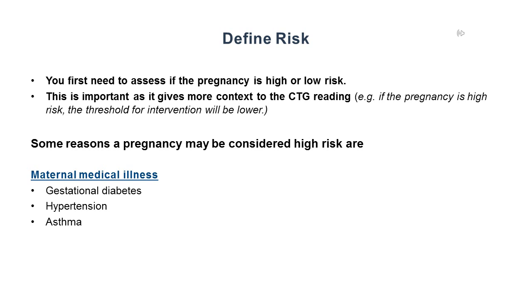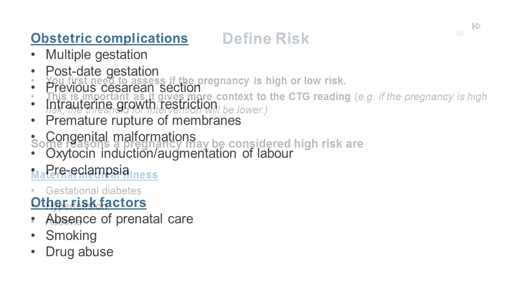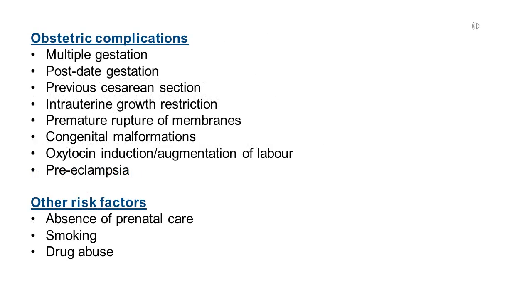Define risks. You first need to assess if the pregnancy is high or low risk. This is important as it gives more context to the CTG reading, e.g. if the pregnancy is high risk, the threshold for intervention will be lower. Some reasons a pregnancy may be considered high risk are maternal medical illness, gestational diabetes, hypertension, asthma, obstetric complications, multiple gestation, post-date gestation, previous cesarean section, intrauterine growth restriction, premature rupture of membranes, congenital malformations, oxytocin induction, augmentation of labor, preeclampsia. Other risk factors: absence of prenatal care, smoking, drug abuse.